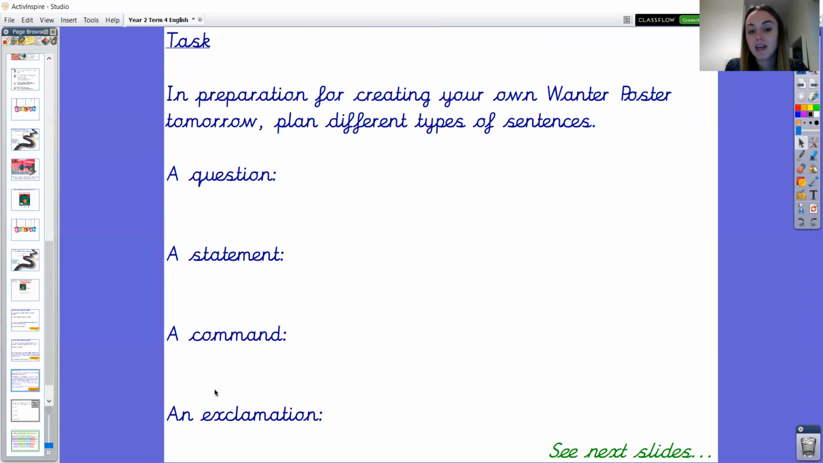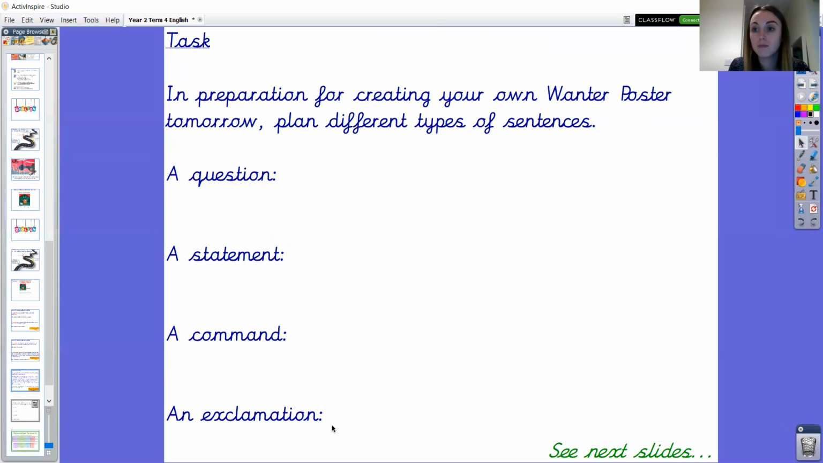And then lastly, it'd be great to plan an exclamation. I'd really like you to think about making sure it's an exclamation sentence here. So making sure that you include a subject and a verb. So a person or thing and what they're doing. Remember, is also a verb. So you should have, at the end of the lesson, 4 different sentences, which you might like to use in your poster tomorrow.